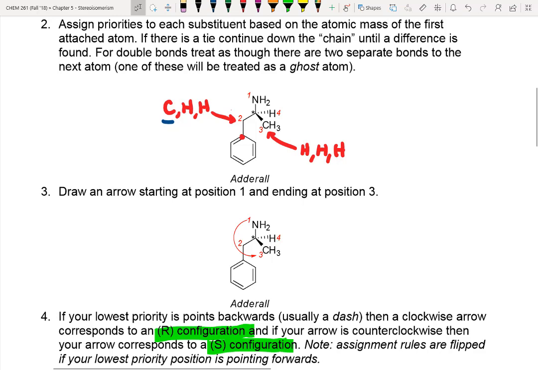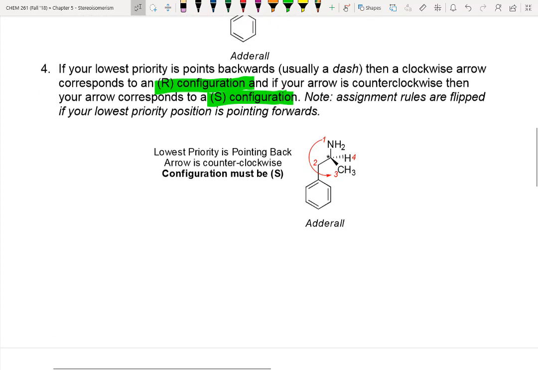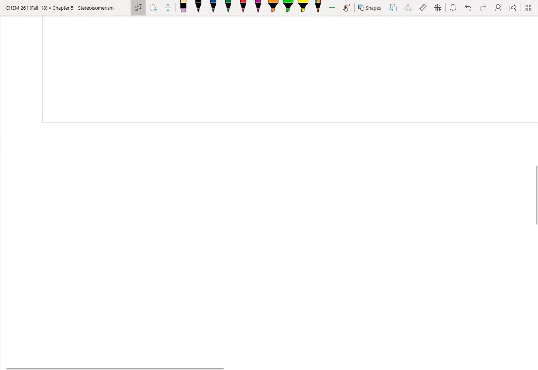If the hydrogen and the methyl group were switched? Oh yeah, that would change. So the question was, what if the hydrogen was a wedge and the methyl group was a dash? Then we switch it from R to S. So let's go through and do an example one really quick. Let's do this one, and that might make more sense. Before we leave, let's just do one easier one.